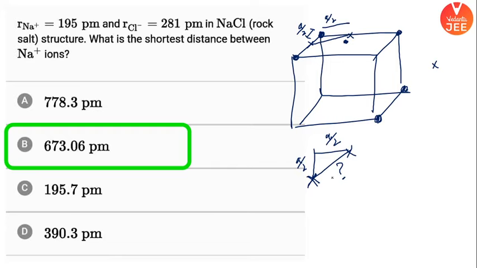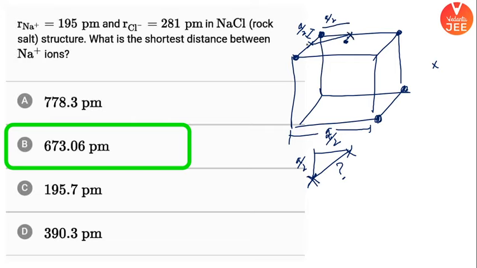सबको मेरी बात समझ आ रही है? Clear? So this will be the nearest distance, A by 2, because the entire edge length is A. I have taken half of the distance, right? Entire edge length is this, and it is present at the edge center. Did I say edge length all along? I'm so sorry. Na plus always occupies the edge center. I'm so sorry for that. It occupies the edge center.